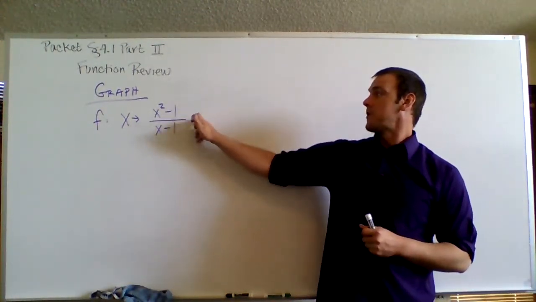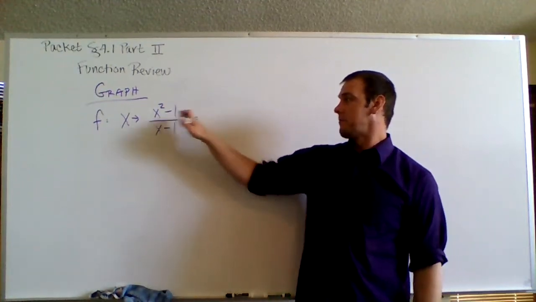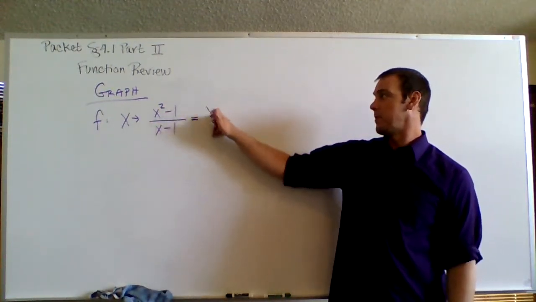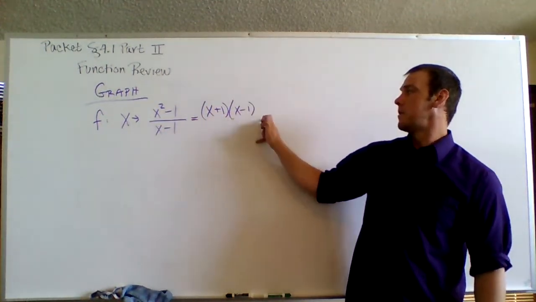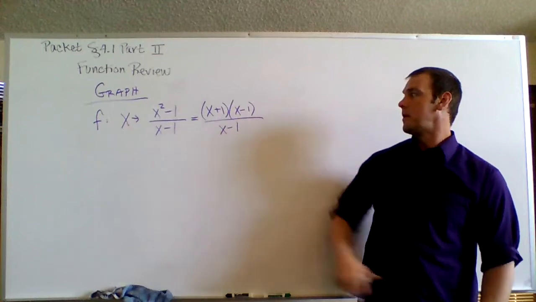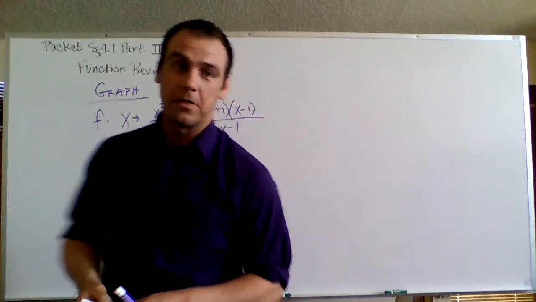All right, so the first thing we're going to do when we graph this is I'd say equals. I would factor the top and see what happens. x plus 1 times x minus 1 all over x minus 1. And wouldn't you know that the x minus 1's cancel?